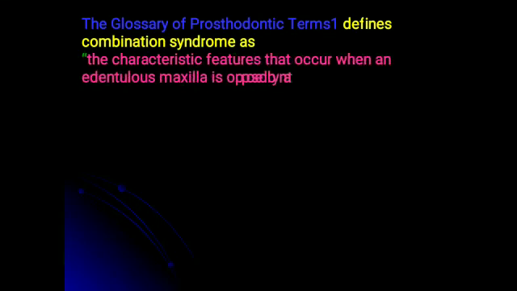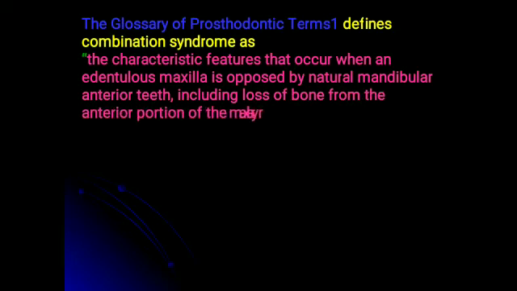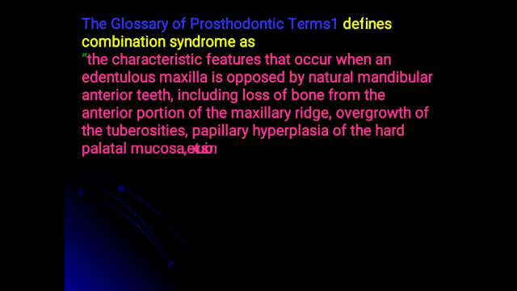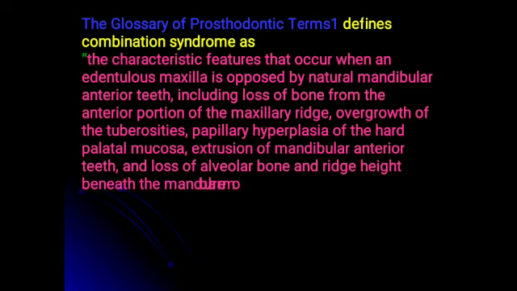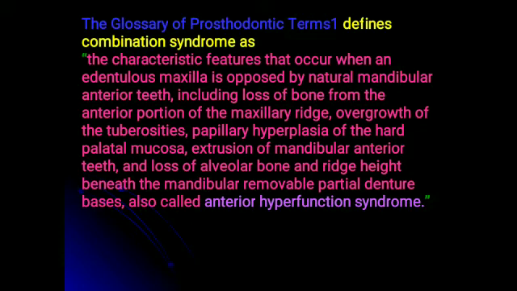Definition of combination syndrome: the characteristic features that occur when the edentulous maxilla is opposing the natural mandibular anterior teeth include loss of bone from the anterior portion of the maxillary ridge, overgrowth of tuberosity, papillary hyperplasia of hard palate mucosa, extrusion of mandibular anterior teeth, and loss of alveolar bone and ridge height beneath the mandibular removable partial denture. It is also called anterior hyperfunction syndrome.